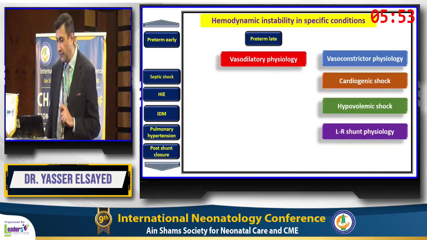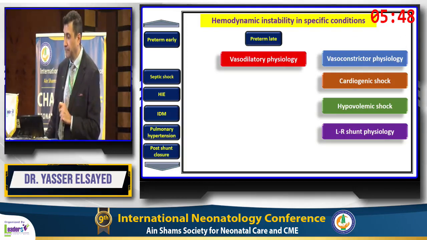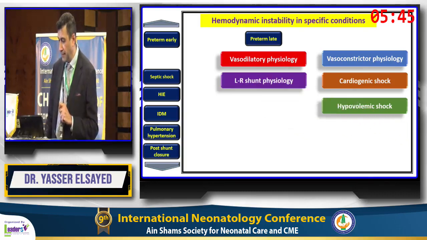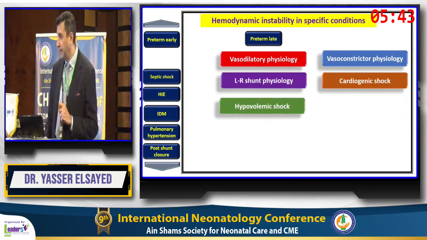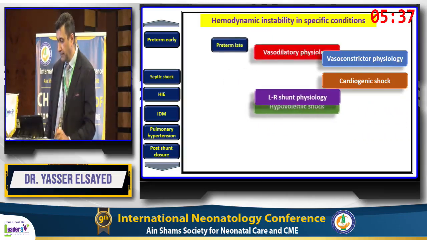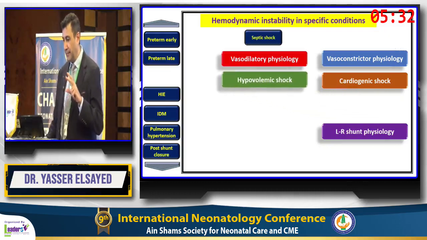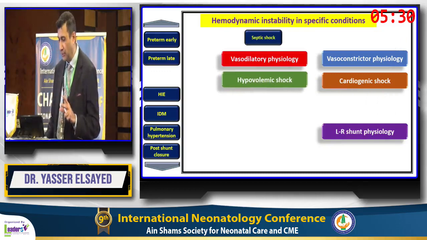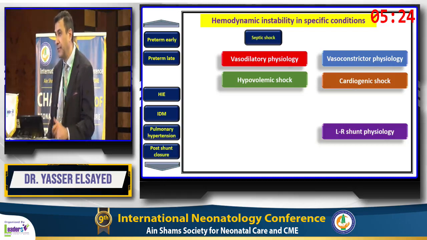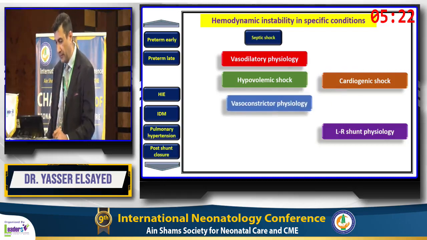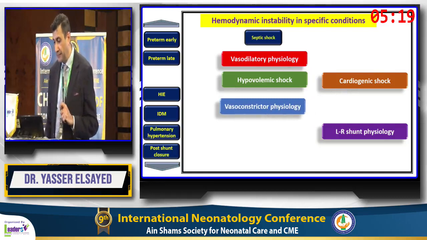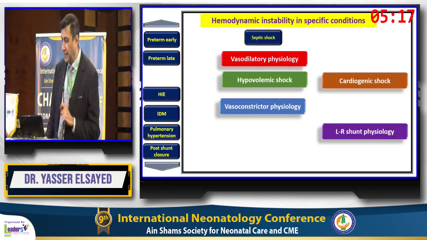In late preterm, the most common physiology is vasodilator physiology, either due to septic shock or due to adrenal dysfunction, left-right shunt physiology due to PDA if untreated, hypovolemic shock due to third space losses in case of septic shock. And in septic shock, you may have vasodilator physiology. So don't assume that vasodilator physiology is the same as septic shock. In septic shock, you may have third space losses, so you may have hypovolemia at the same time, and you need to give fluids, not only vasopressors. And in rare cases, you may have vasoconstrictor physiology, especially in older kids.